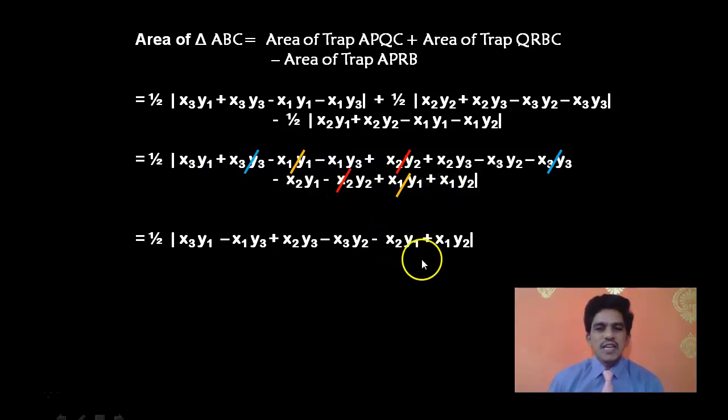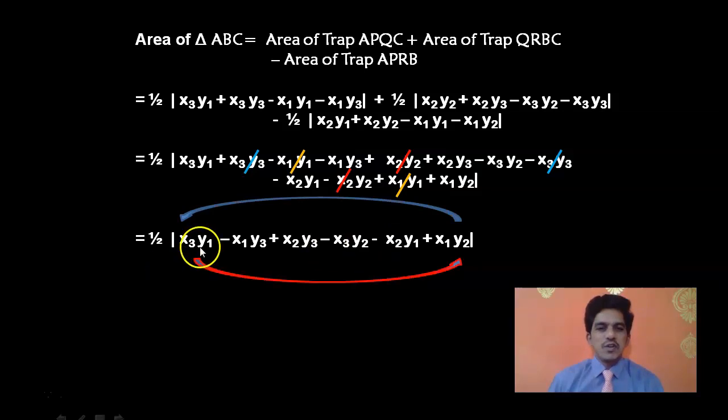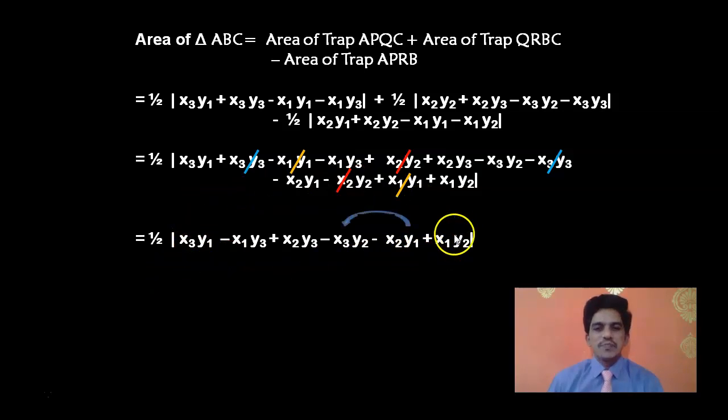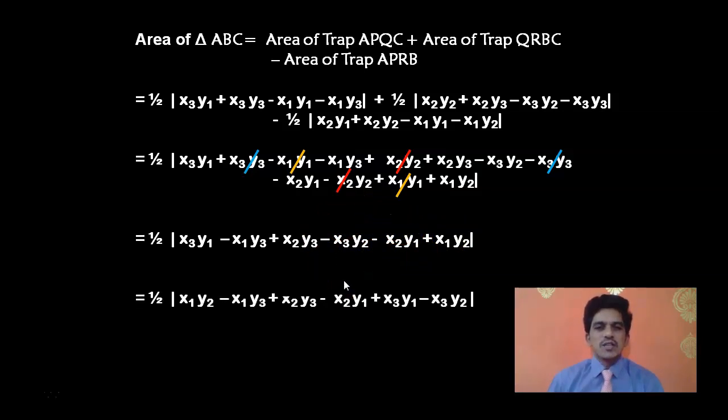Now we rearrange these terms so that the terms with x1 come first, the terms with x2 come next and the terms with x3 come later. So what we do is interchange these two places. x1 y2 will come here and x3 y1 will go there, and similarly x3 y2 will come here and x2 y1 will come here, so that we can rearrange them in a particular order. So then we have x1 y2 minus x1 y3. This x2 y2 will be in the same place. Now this x2 y1 comes here and x3 y2 will go to the end.